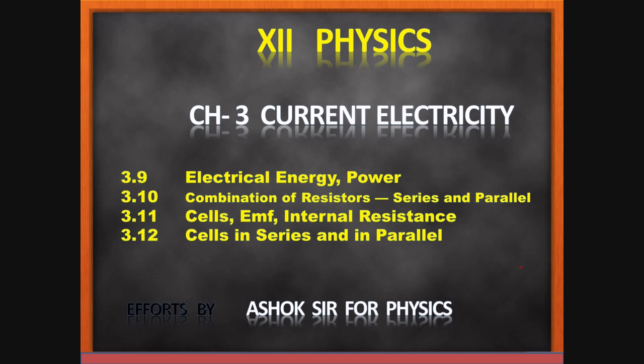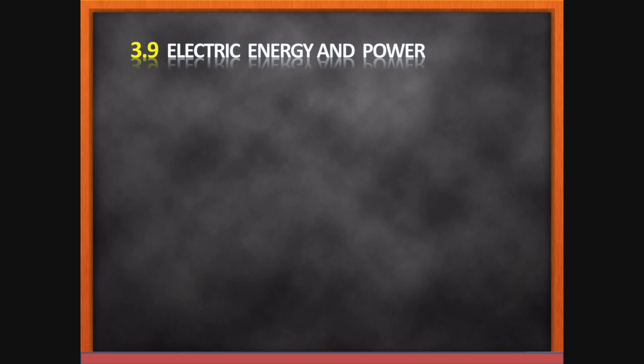12th Physics, Chapter 3, Current Electricity. Topics are 3.9 Electrical Energy and Power, 3.10 Combination of Resistors, 3.11 Cells, EMF and Internal Resistance, and 3.12 Cells in Series and in Parallel. Let's start. 3.9 Electrical Energy and Power.